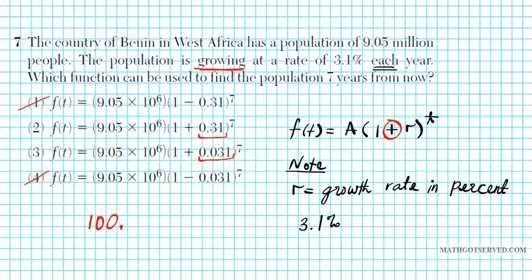move the decimal point twice, 2 places to the left. So for 3.1%, we just have to move the decimal point 1, 2, 2 places over, and then you fill in a 0 in front. So 3.1% is the same thing as 0.031. So this is the correct R value that we're going to be using. Which of the two options has the rate of 0.031 in decimal form? The answer is option number 3.